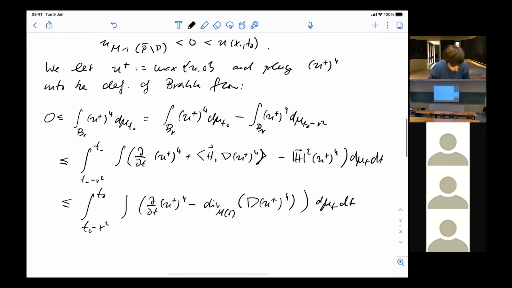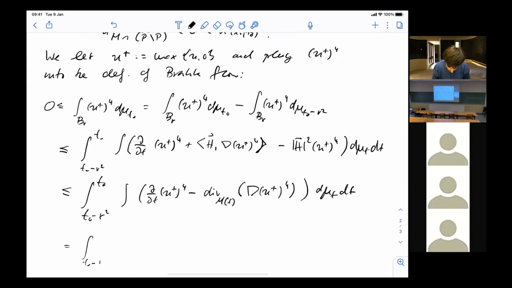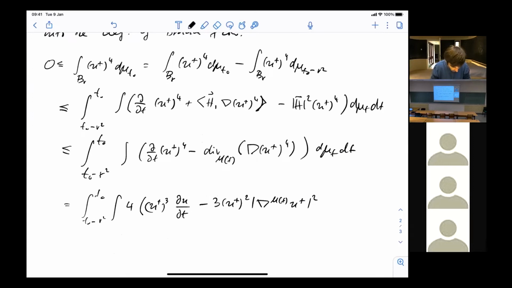Okay, now let's compute this. It gets 4 times u plus cubed du plus by dt. You can even take du by dt. So du by dt here, minus 3u plus squared tangential gradient of u plus squared. That's just when the divergence hits the other factor, minus u plus cubed divergence over mt gradient u plus. You can even take gradient u here.